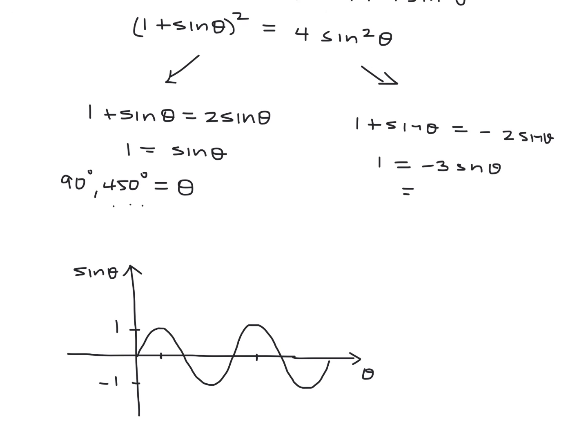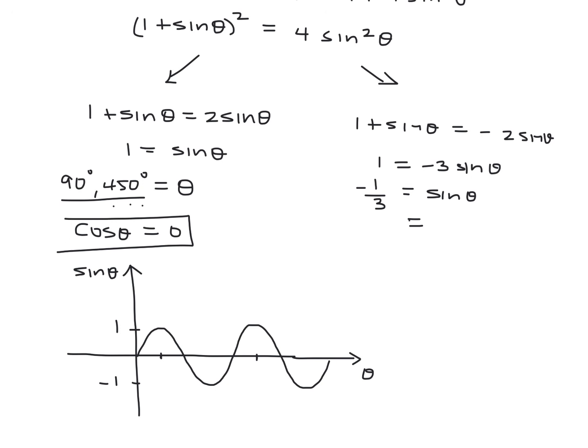Over here, this will be minus 1 over 3 sine theta. So that, well, I guess we have to figure this out. Over here, if we take the cos of these guys, it's always going to be 0, whether it's 90, 450, or any kind of subsequent value. So this is one possible answer. And let's get the other one.